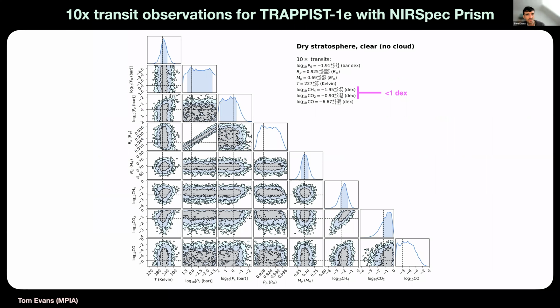Then in terms of constraints on atmospheric properties, here are the posterior distributions for, in this case, a clear atmosphere and 10 co-added transits. The main thing I want to note is that we could conceivably constrain the methane and carbon dioxide abundances to well within a dex if we have these 10 co-added transits.